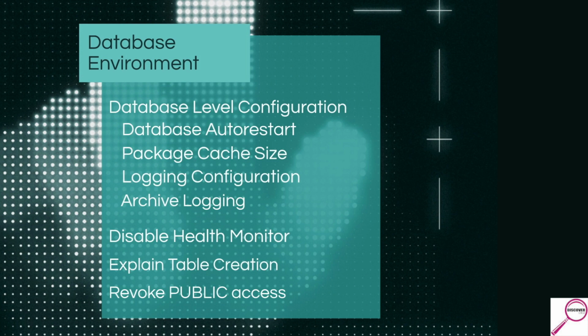Now, specifically at the database level configuration, I take a little bit of time because we're addressing a few different areas. We're going to tell the database not to restart itself automatically. We're going to play with the package cache size. I'm going to explain why. We're going to make the initial logging changes that I like to see when I light up a database for the first time. And I'm going to turn on archive logging so I have the ability to restore from a backup to a specific point in time.